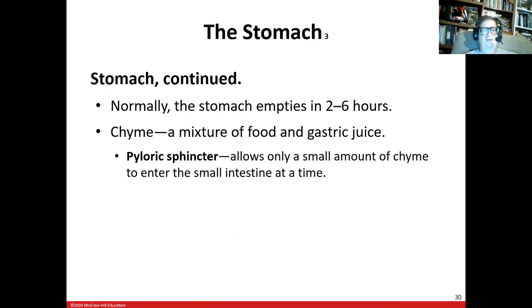Anything else here? No. The stomach empties in like 2 to 6 hours. We have a special name, just like when we were passing the food down the esophagus, the food mixed with saliva, it was a bolus. Well, the food mixed with stomach acid coming out of the stomach is chyme. C-H-Y-M-E, chyme. And this chyme has to pass through the pyloric sphincter. Like I already told you, it only passes a little bit through at a time.